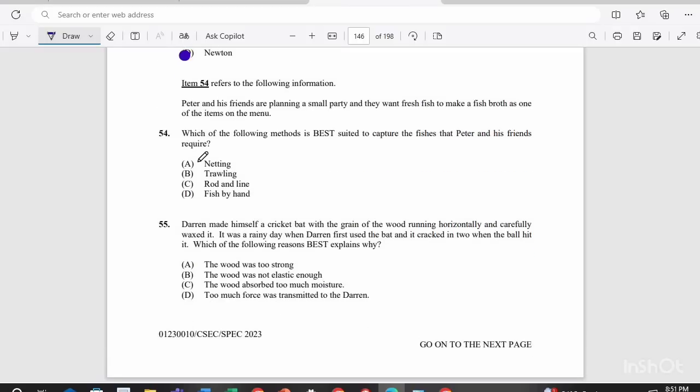Question 54. Item 54 refers to the following information. Peter and his friends are planning a small party and they want fresh fish to make a fish broth as one of the items on the menu. Which of the following methods is best suited to capture the fish that Peter and his friends require? A. Netting, B. Trawling, C. Rod and line, or D. Fish by hand. The answer there would be C. Rod and line, because he's only having a small party and he wants to make fish broth.